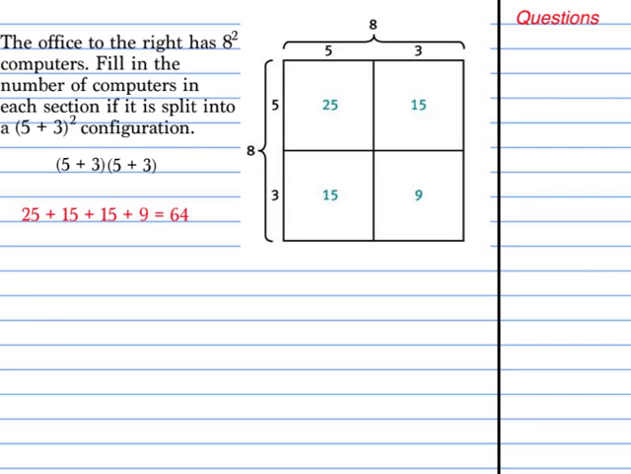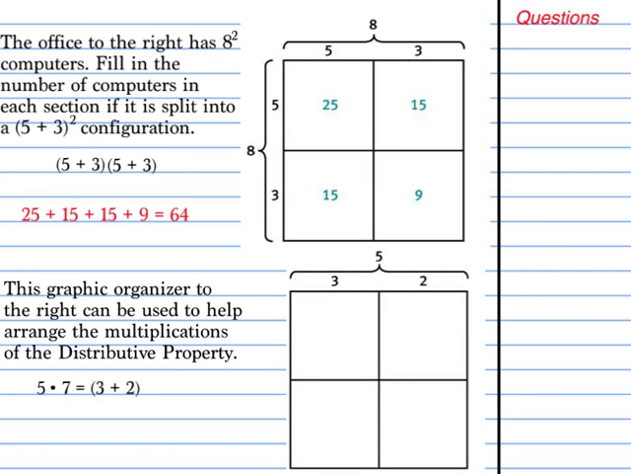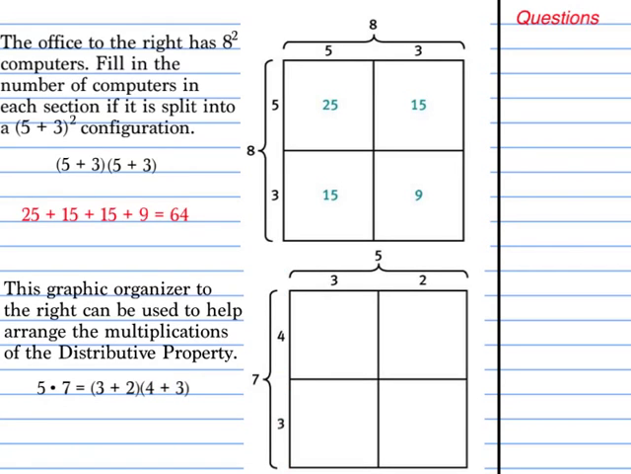Let's see if this works with another example. So I'm going to use this graphic organizer, and what this is going to help me with is to help arrange the multiplications using the distributive property. So here I have 5 times 7, and I want to go ahead and break that up into 2 different pieces. So my 5, I'm going to break up into 3 plus 2. And so I'm going to have 5 columns, 3 in this section, 2 in this section. Now 7, I'll go ahead and break it up into 4 and 3. And so I'll have 4 rows here, 3 rows here for a total of 7.